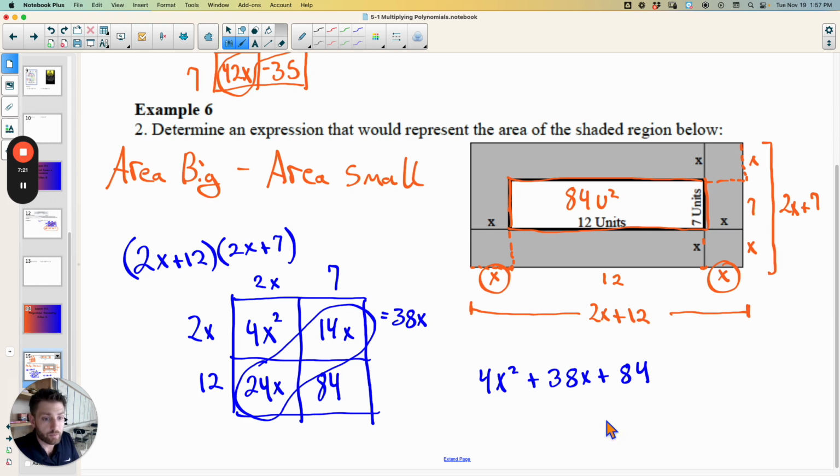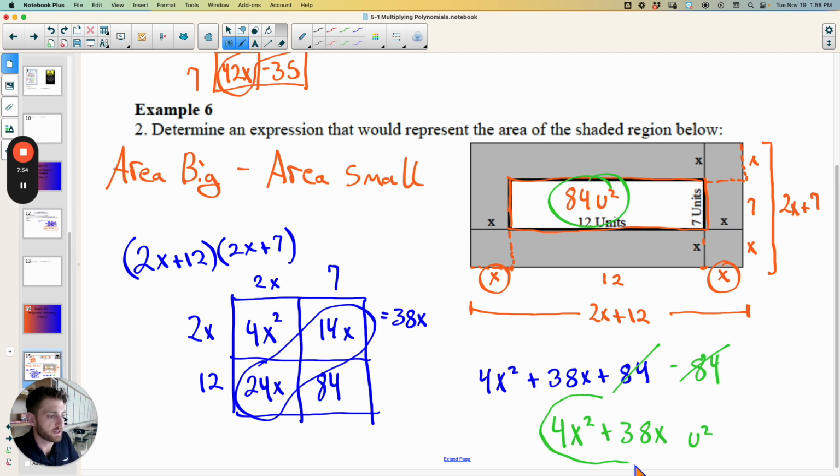Now, I have to do some subtraction, right? Because we know that if the area of the bigger rectangle is this expression and the area of the smaller rectangle is 84 units squared, I have to subtract them to get what just the shaded area is. So if I just subtract the 84 that we got here, these will cancel and my final answer will be 4x squared plus 38x. Technically it's units squared, but this is my expression that represents the area of this shaded region here.